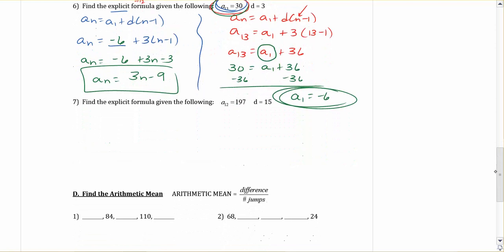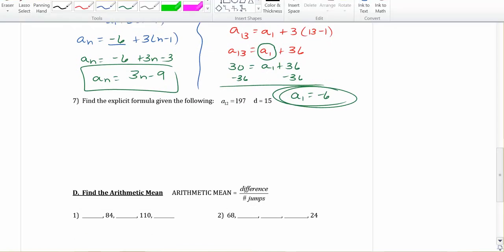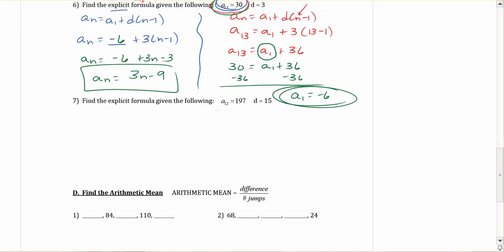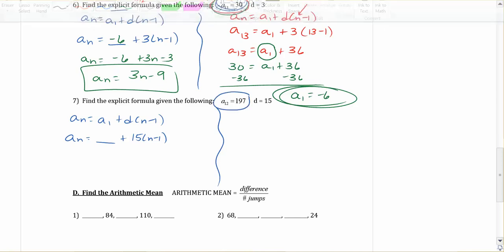Okay, I'm going to practice one more of those again. So let's go ahead and look at what they give me. I want to find the explicit formula given the following. I'm going to write down what the explicit formula is. I'm going to plug in. I don't know my A1, but my common difference they tell me is 15. So I say, hey, how do I find A1? Well, they're giving me this information for a reason. That's going to be useful for me to find my A1.